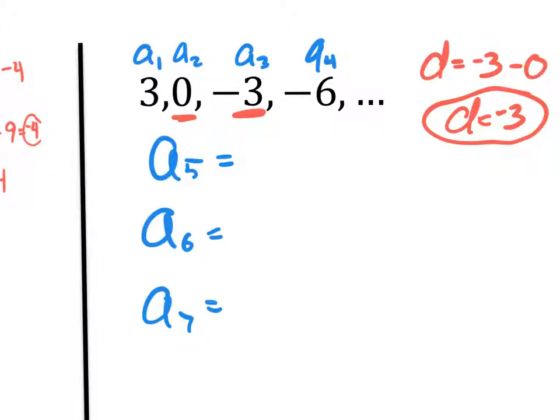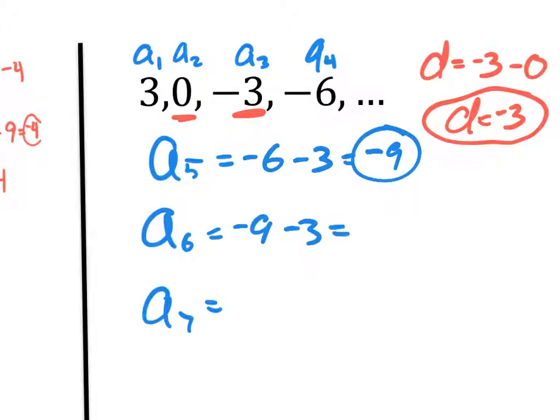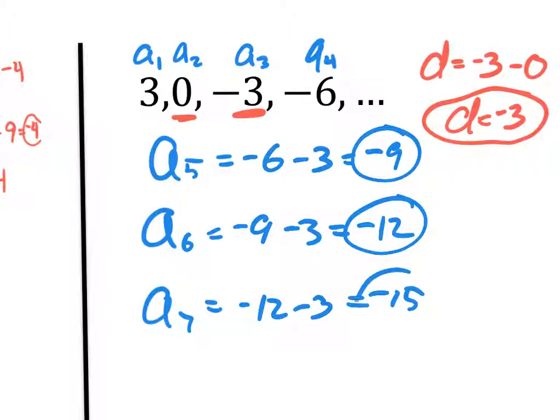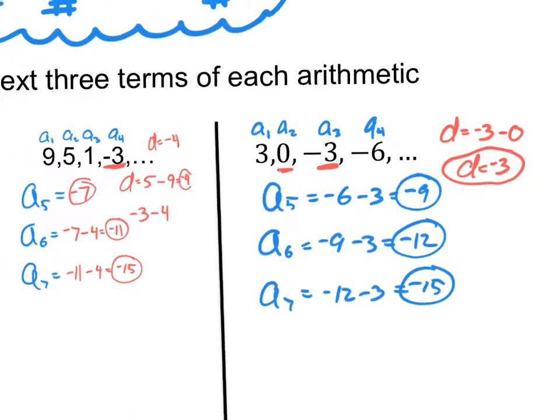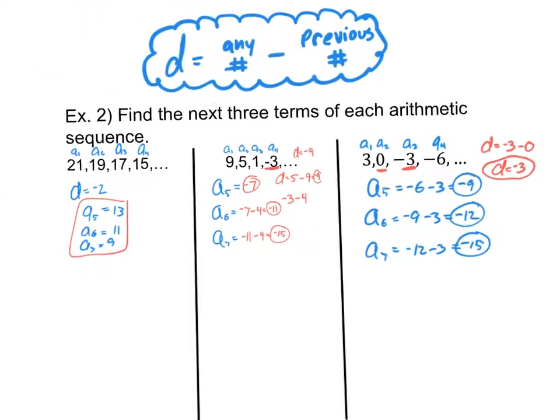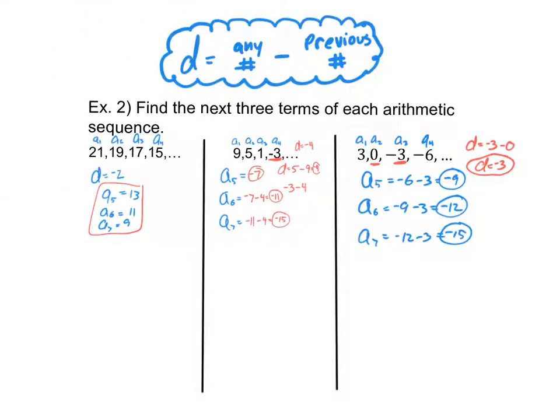So if I want to find the fifth term, I want to take my fourth term, negative 6, and then put the common difference there, which is negative 3, just minus 3. That's negative 9. And then negative 9 minus 3, that's negative 12. Negative 12 minus 3, that's negative 15. So those are our next three terms on that arithmetic sequence. And that's how you do it. Let's move on to more fun type questions.